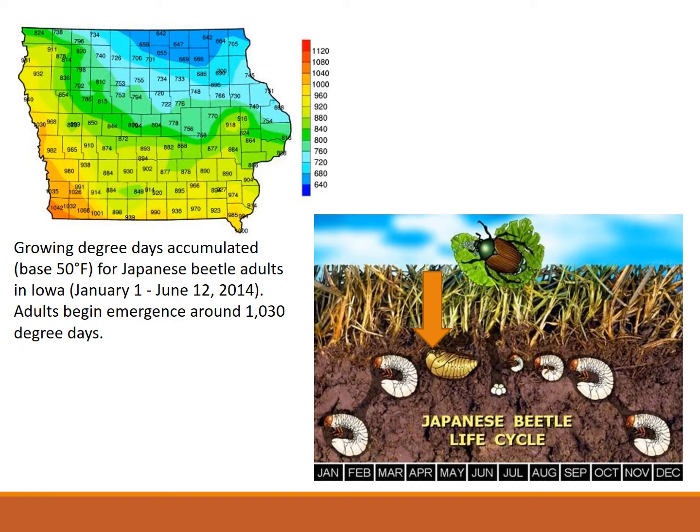This is important for people that are in agriculture. It's good to know when the adult beetles are going to come up out of the ground and start feeding, because it gives growers a chance to prepare and get ready for the onslaught of beetles so that they can get control measures in place.